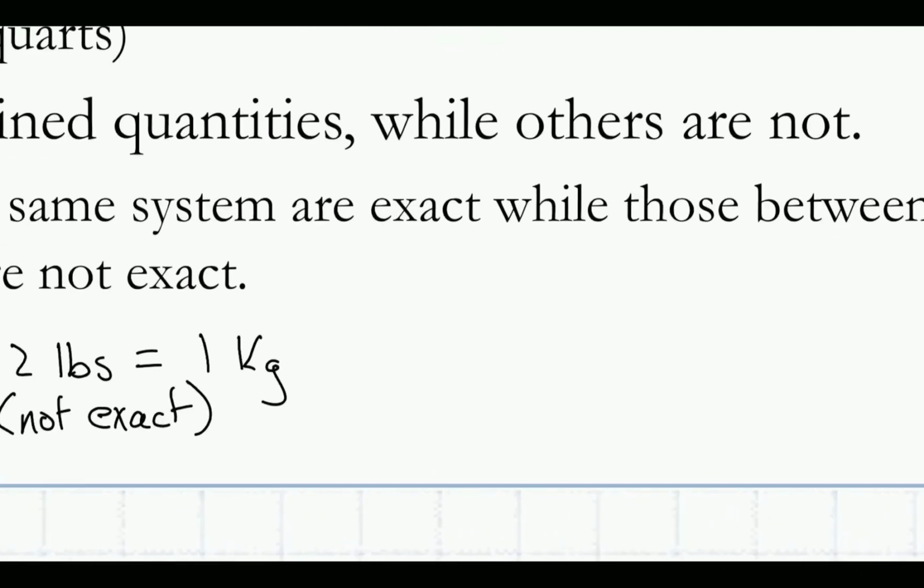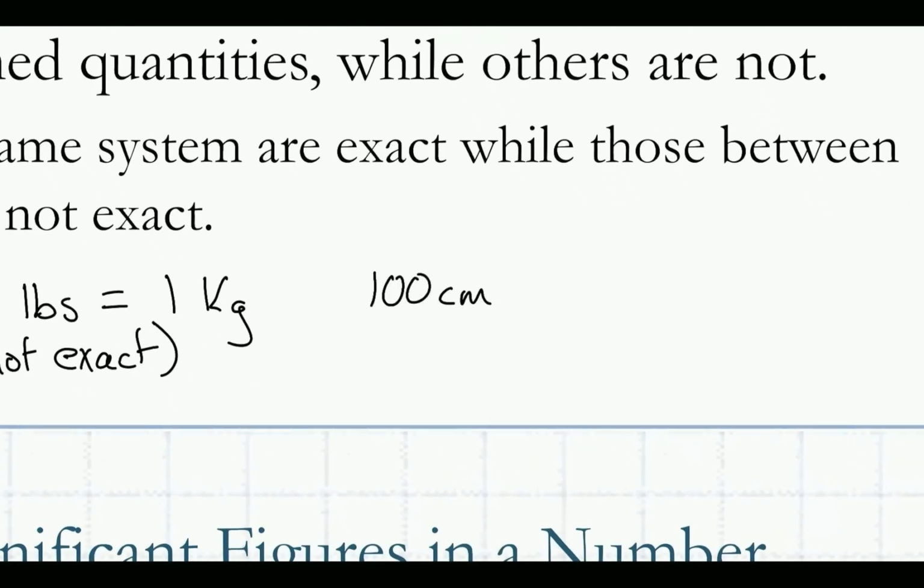So if I write, just to do another example of that, 100 centimeters equals 1 meter, this isn't ambiguous even though there's no decimal, because it's got trailing zeros. This is an exact conversion. 1 meter is exactly 100 centimeters. So unlimited sig figs for that one.